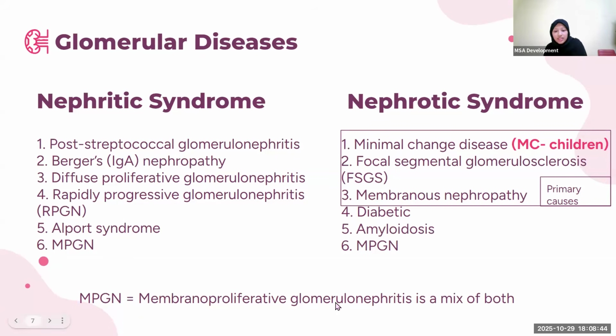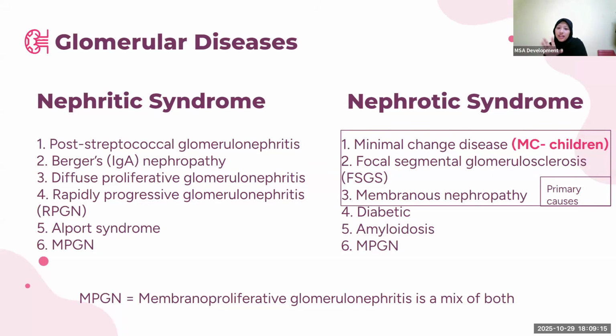Membranoproliferative glomerulonephritis, MPGN, even though it is nephritis, is a mixture of both. The way I used to memorize that was because it's the longest name, so it's a part of both, okay? And the other thing that I circled here, so we'll start with nephrotic, that's actually why. These are the primary causes of nephrotic syndrome, meaning that there are no other causes. It just happens, it's idiopathic.